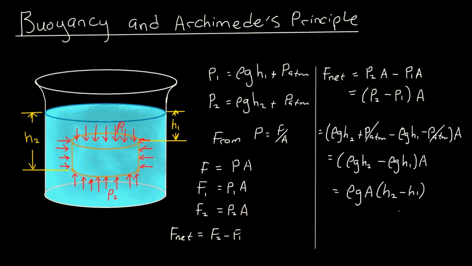So our net force equals rho g A times (H2 minus H1). And H2 minus H1, from just looking at the diagram, gives us the height of the cylinder, and let's call that H. And so our net force becomes rho g A H, or we can rearrange that and write it as rho A H g.